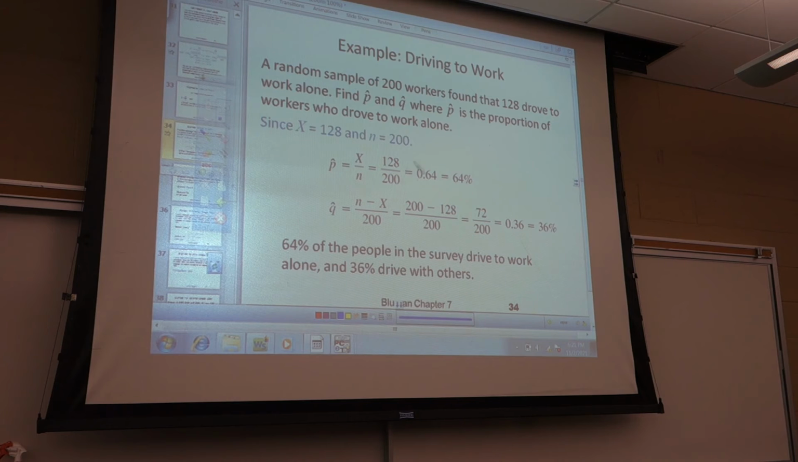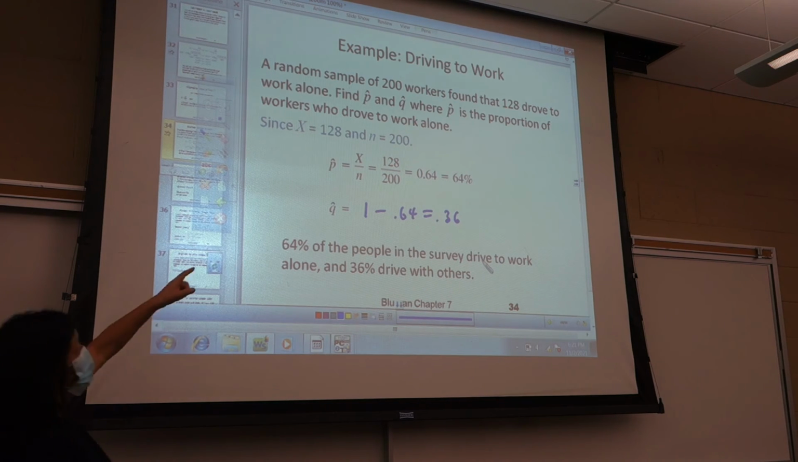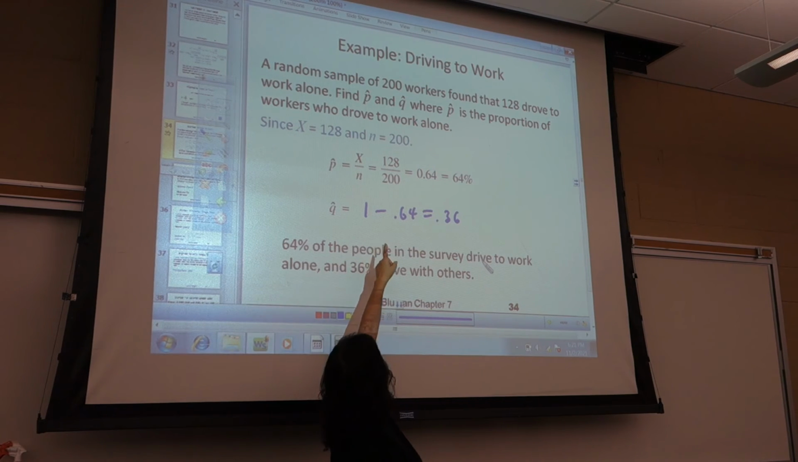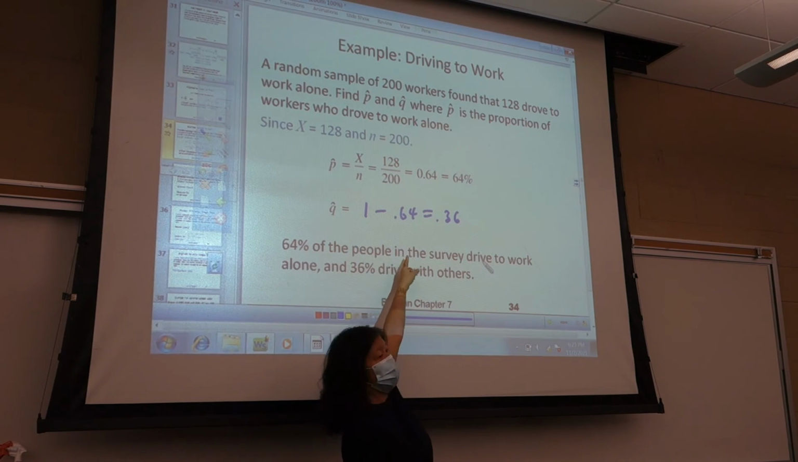Okay, so p hat is 128 divided by 200, which is 0.64. I like this better. I don't find q hat this way. I find q hat like this: 1 minus 0.64 equals 0.36. That's how I find my q hat. I think it's easier, so that'd be my recommendation. You find p hat by x over n. Find q hat by 1 minus p hat.